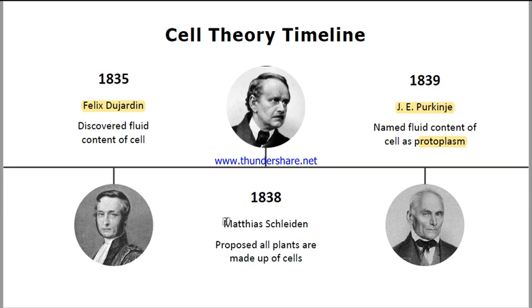In 1838, Matthias Schleiden, his full name is Matthias Jacob Schleiden, popularly known as M.J. Schleiden, said that all plants are made up of cells.